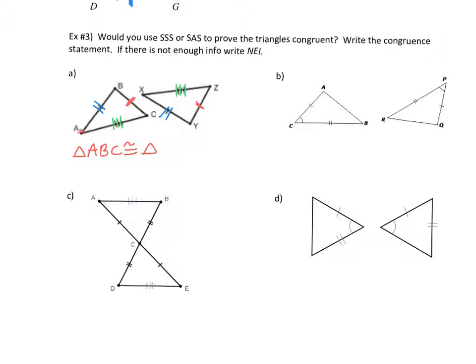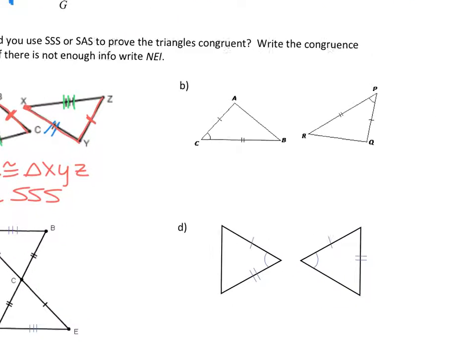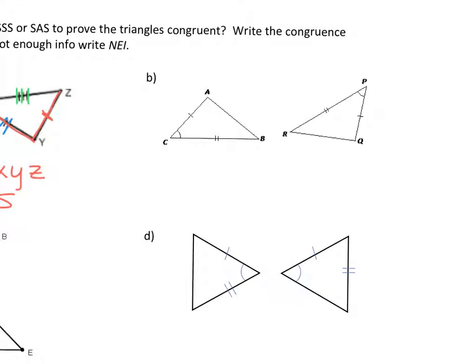So I started at A, I went through the double hash mark, through the single hash mark. So where am I starting on the other triangle? You're starting at X, through the double, through the single would be XYZ. So ABC is congruent to XYZ by SSS. Okay, questions on that? Okay, how about the second one? Are those two triangles congruent? If so, by what? If not, why not?